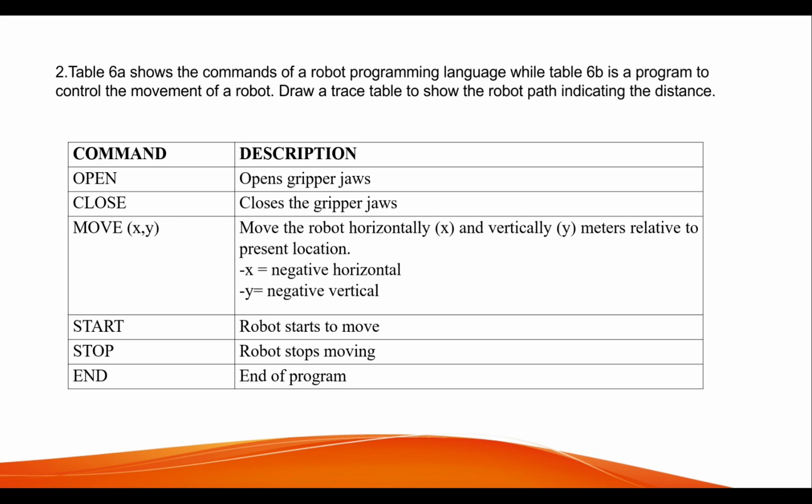It can either make a negative distance along the x horizontal axis, or it can also make a negative vertical distance based on the present location. Then we have a start, robot starts to move. We have a stop, robot stops moving, and we have an end. So this is an inverse of the first question, whereby here we have been given a program. They now want you to design a trace table or a trace path to show how the robot is moving along the path. So this is another set of questions that you can be asked on robot programming.